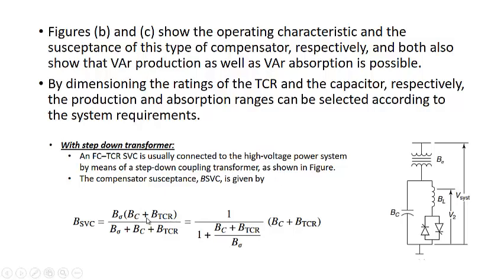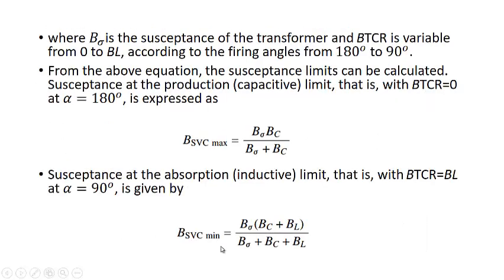So we add first this parallel susceptance and then calculate the overall with series the way we do it for the parallel resistor. So it will be equal to B sigma into (BC plus BTCR) over B sigma plus BC plus BTCR. Let us divide it by this B sigma. It will be equal to BC plus BTCR, that is this. This will be B sigma, B sigma is equal to 1. This will be (BC plus BTCR) divided by B sigma.